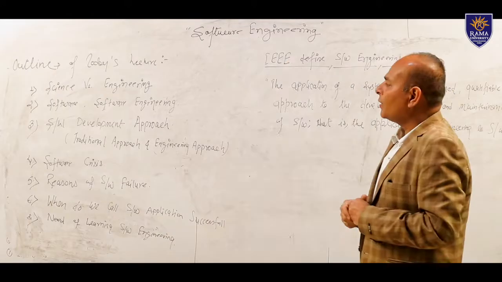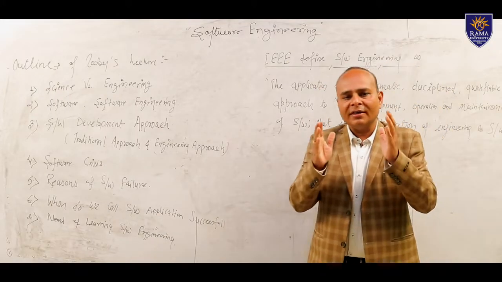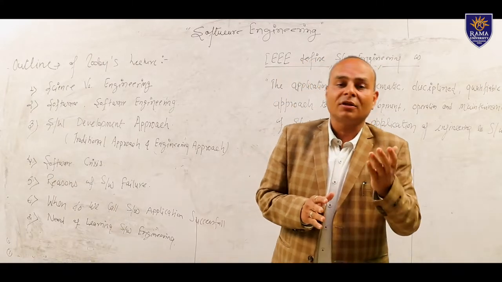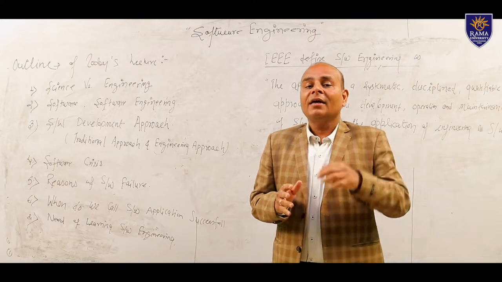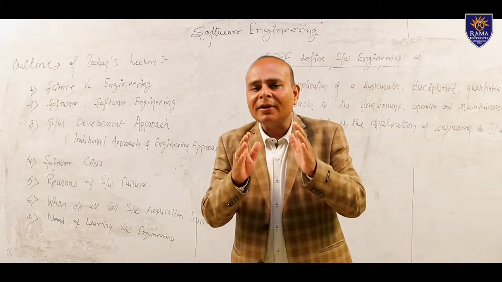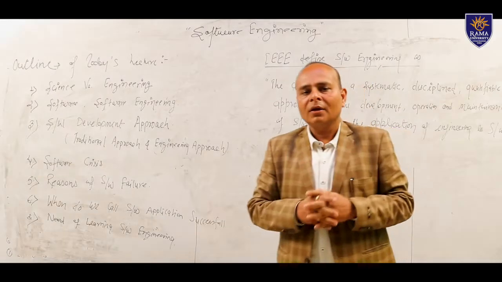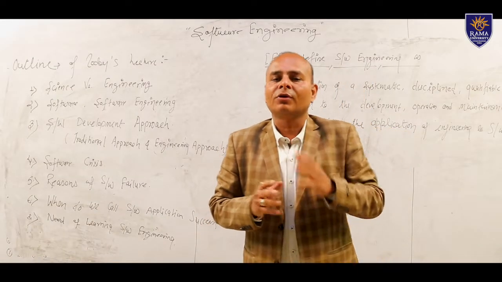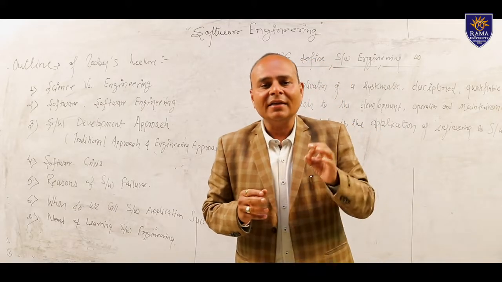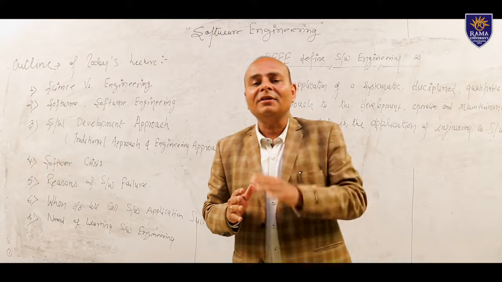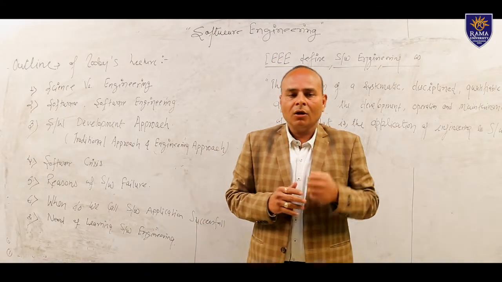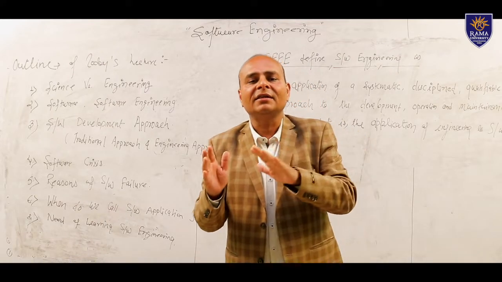So let's start. First, you should be clear about the difference between science and engineering, because most of the students who are pursuing computer science and engineering suppose that science and engineering are the same, but they are not. There is a difference between science and engineering. Science represents the body of knowledge that deals with the physical and natural worlds, while engineering is an approach that provides solutions to problems. So the goals of science and engineering are different.